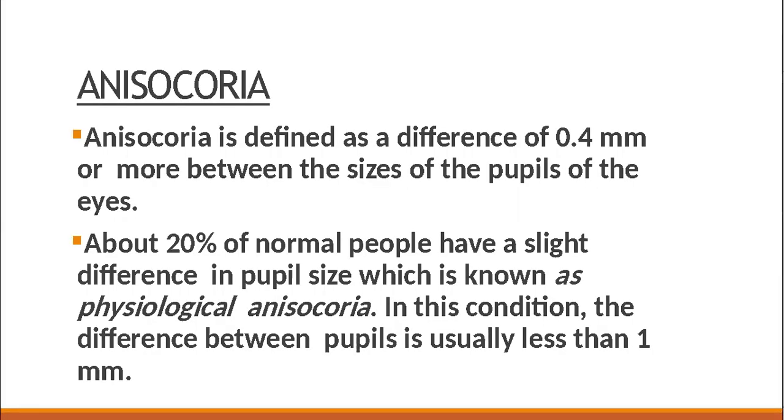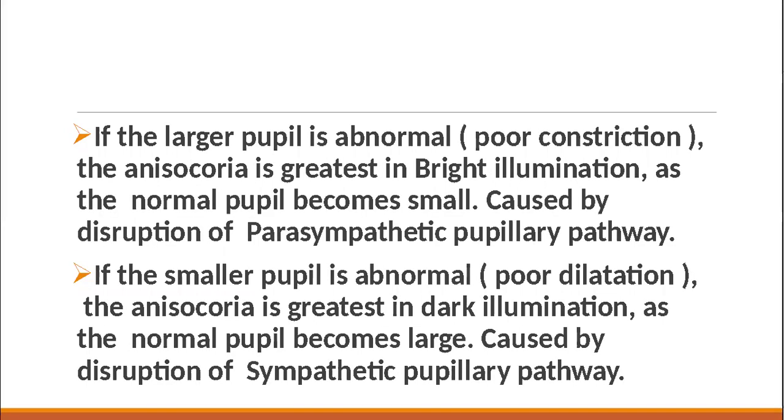Anisocoria means pupils in both eyes are not of the same size. There is a difference of 0.4 millimeter between both eyes. So almost 20% of normal people have a slight difference in pupillary size. That is physiological, but the difference is usually less than 1 millimeter.